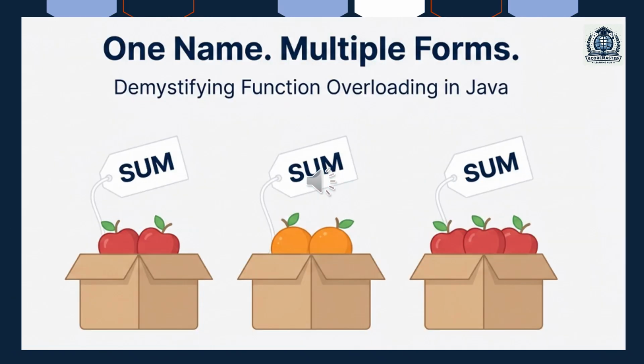One method name, multiple parameter patterns. That's polymorphism working smart, not hard. Design overloads with clarity, or you'll create confusion instead of flexibility.